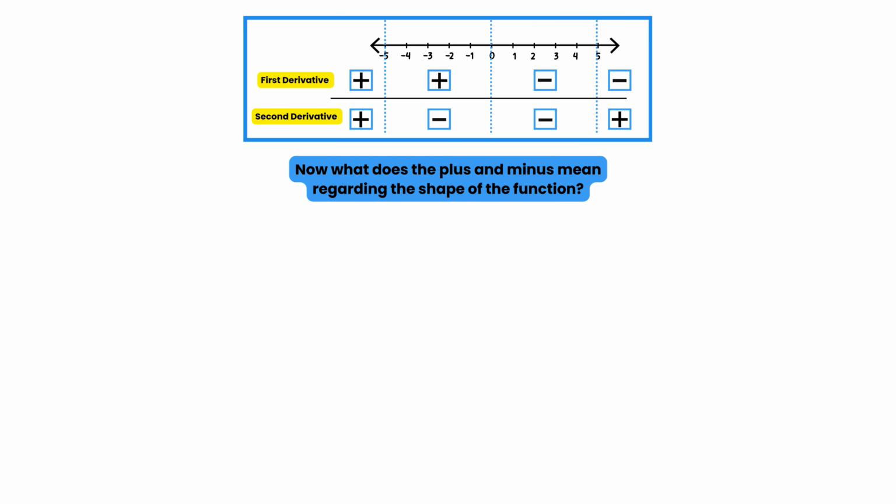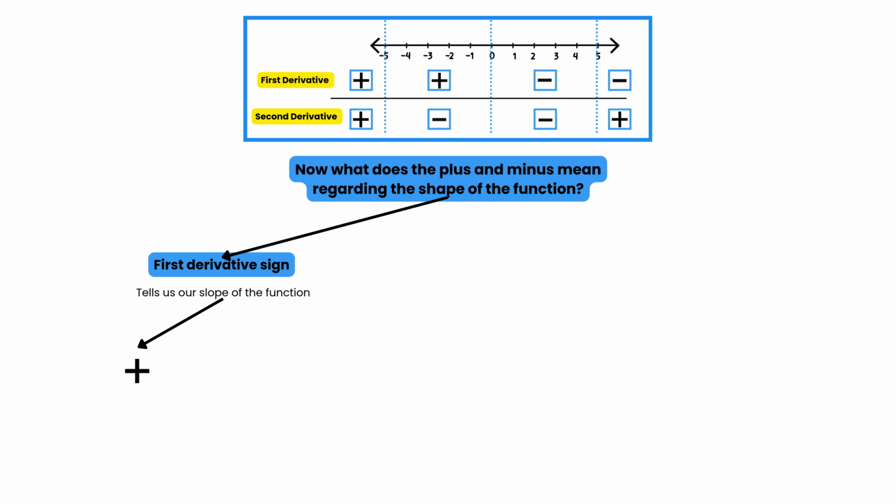So what do all these signs actually mean for the shape of our function, and how does that help us draw the graph? Let's break it down. The first derivative tells us about the slope of the function. If the sign is positive, the function is increasing, which means it goes upwards from left to right. If the sign is negative, the function is decreasing, meaning it goes downwards from left to right.